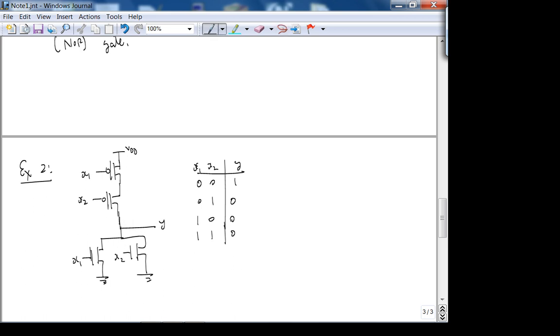Okay, let's just do this once again. So here is the source of the PMOS, drain of the PMOS, source of the PMOS, drain of the PMOS, and you can see the drains and the sources are connected. I mean, sorry, the drains are connected to each other. The output is the drain.